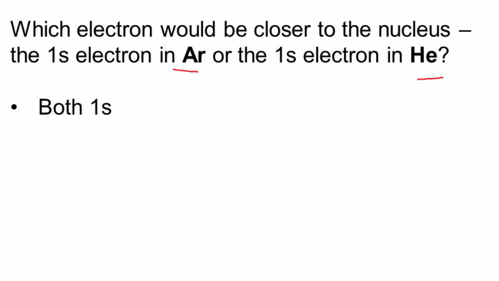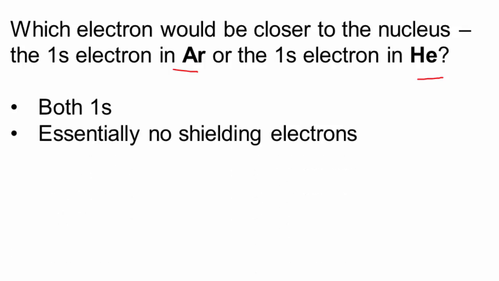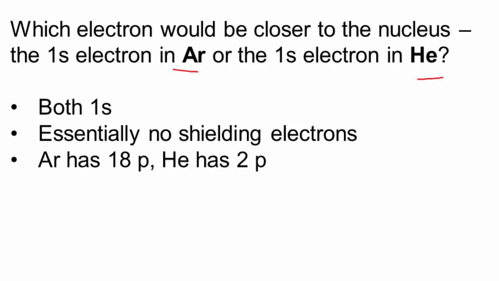Argon, if you look at the periodic table, argon has, as we see, 18 protons. And helium only has 2. So essentially there are no shielding electrons, but there's a different number of protons. So argon has 18, helium has 2.